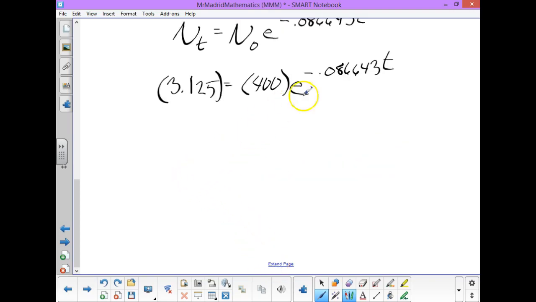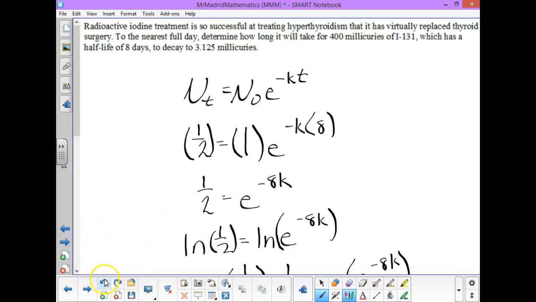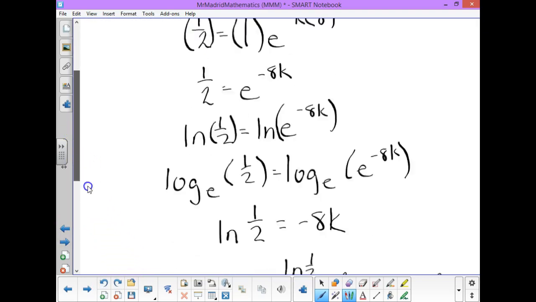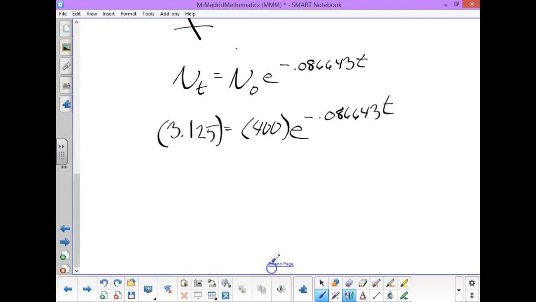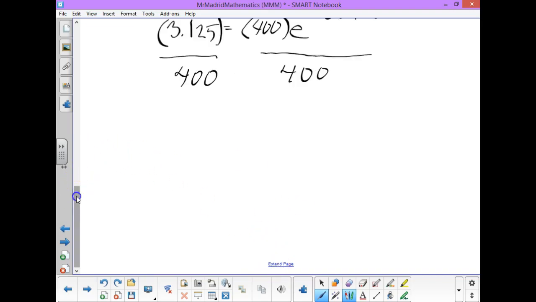Alright, so now as you can see, we're going to solve for time to answer this question. So the first thing we can do is what? If you're thinking divide by 400, that would be a good instinct. I'm going to come down here and make it obvious. No shame in writing out all the steps.